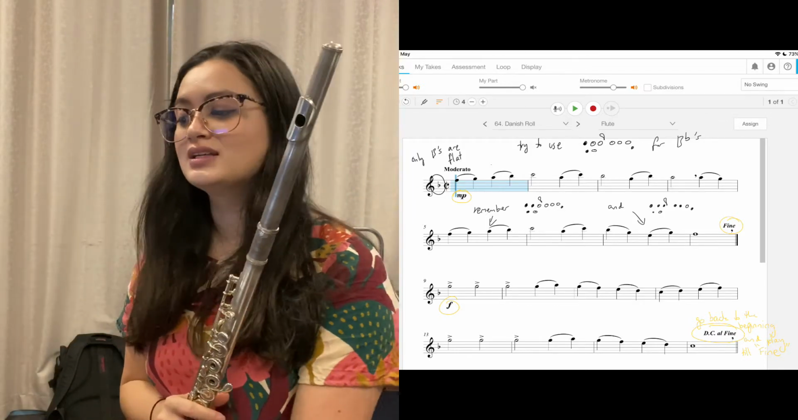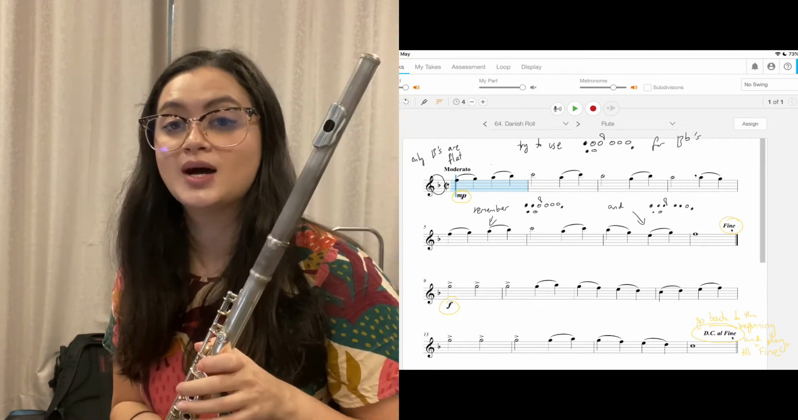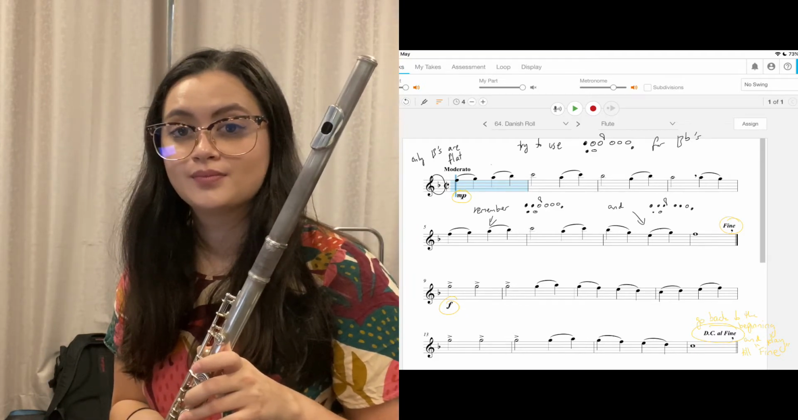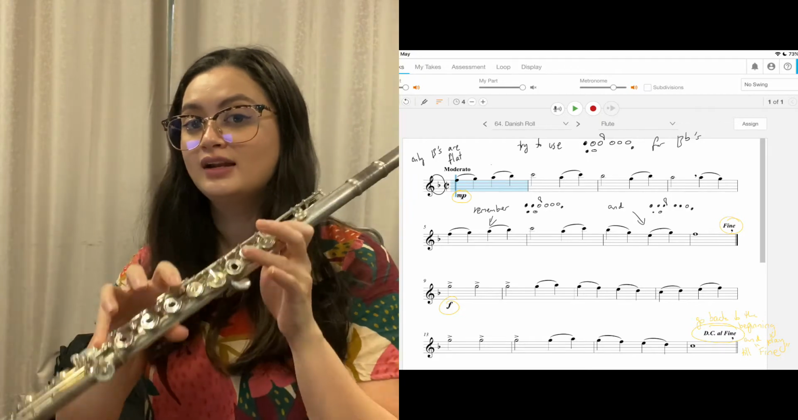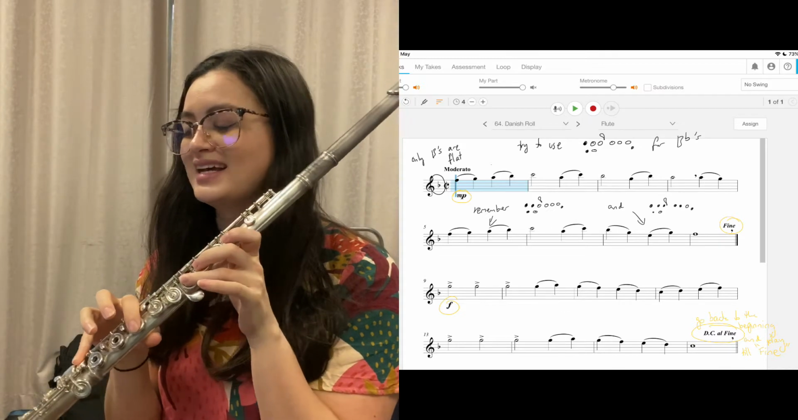Let's sing and do the fingers the whole way through. Before we start, check the key signature. How many sharps and flats are there? One flat. So B flat means E naturals and A naturals. From the beginning, nice and slowly.